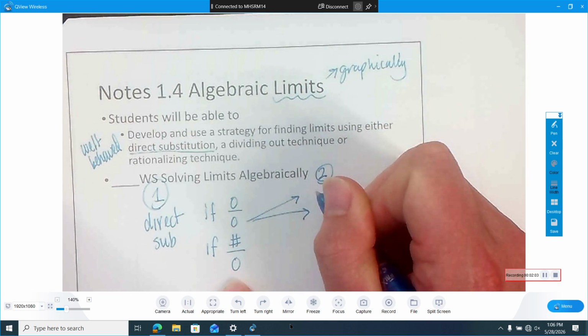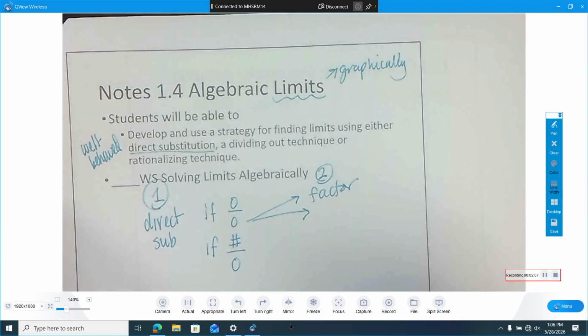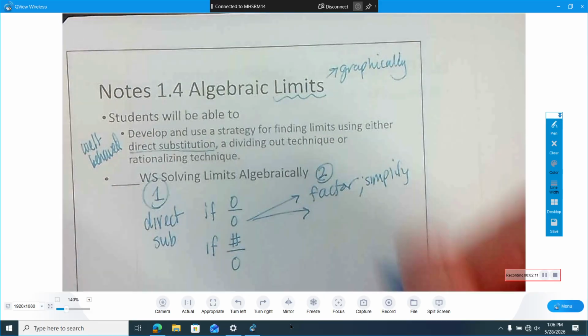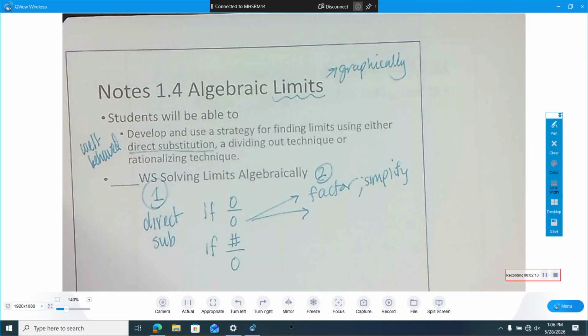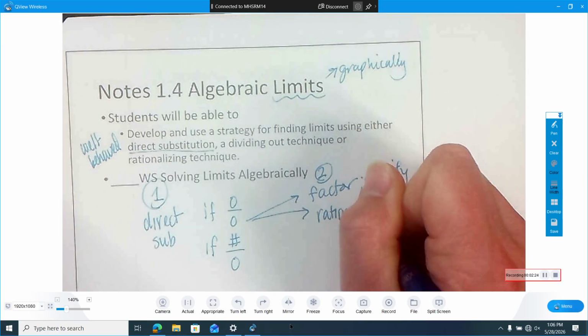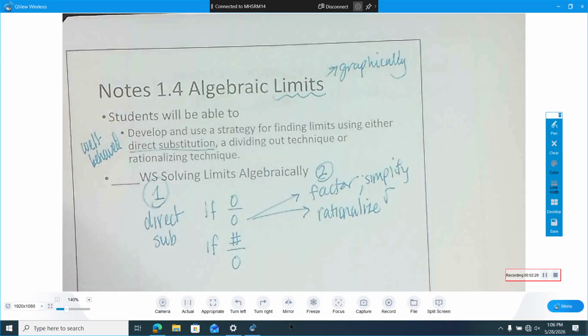The first and easiest is factoring. Maybe we can factor and simplify, all right? This is why we've learned all of these techniques since Algebra 1, to clean things up, find equivalent things. Maybe you need to rationalize. If there's a radical, we might have to rationalize if there's a radical in our formula.